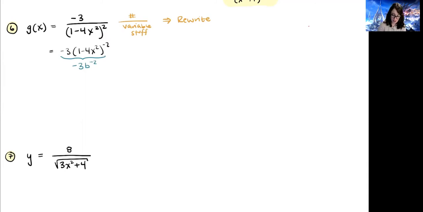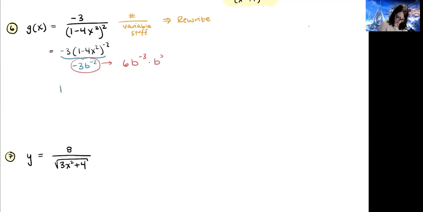So to differentiate this, that'll look like bringing the negative 2 down and multiplying, so that's positive 6. We leave the base the same. We subtract 1 from the power. That'll put us at negative 3. And then we multiply by the derivative of the base.